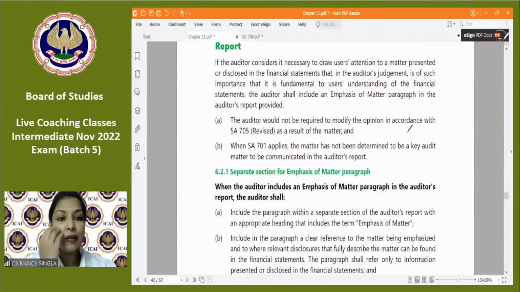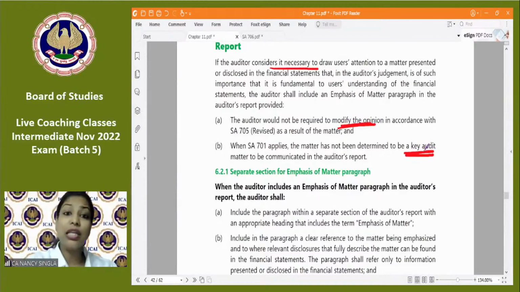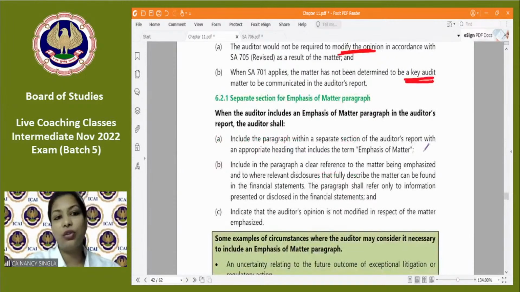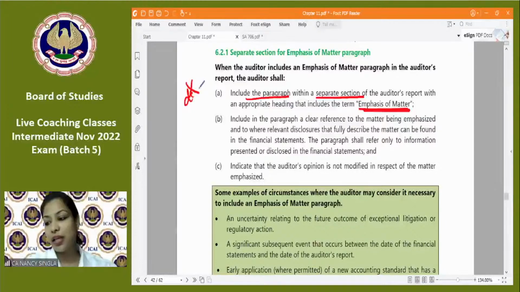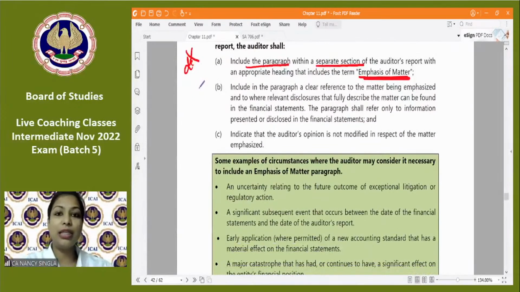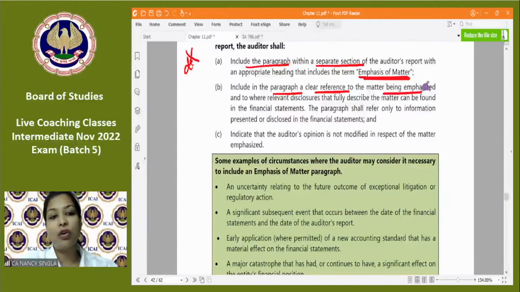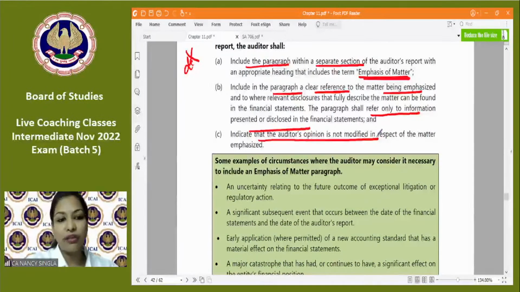ठीक है? तो अब यहाँ पर क्या है कि if auditor considers it necessary वो दिखा सकता है, लेकिन कब, provided वो modification वाला matter ना हो, वो KAM matter ना हो। अगर KAM matter है तो वहीं जाना पड़ेगा, और modification है तो वहीं पे opinion section में जाना पड़ेगा। And separate section आएगा where it will include a separate section with EOM के साथ। देखो यहाँ पर define करने के लिए नहीं बोला गया है कि पहले define करो, ठीक है, emphasis of matter बस आपने लिख दिया, बट KAM को define भी करना है। Include a paragraph with clear reference of the matter being emphasized and shall refer only to the information which has been presented or disclosed, and it will emphasize that we have not modified the opinion.